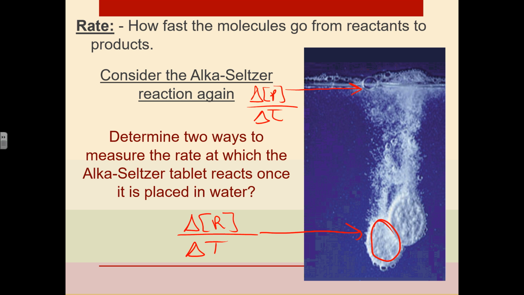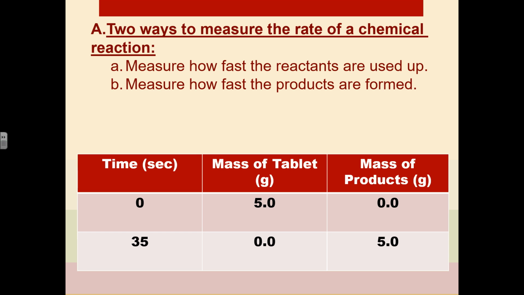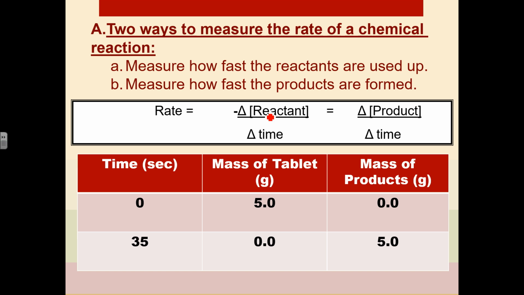Either one should give you the same exact value, because we are talking about the same reaction. The only thing that we have to consider is that a reactant is being used up and a product is being produced. I'll show you what I mean here. If we were to look at how quick a reactant is being used up, and I did change, now remember, change is always final minus initial.